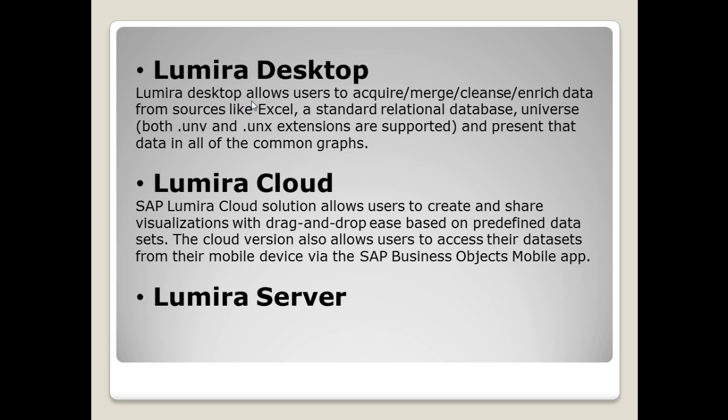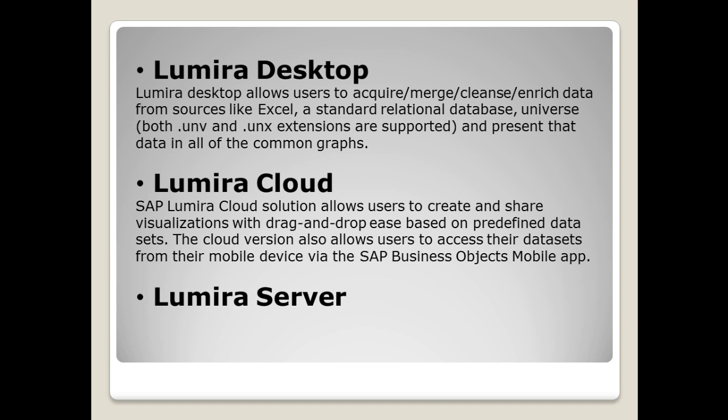Third one is the Lumira Server. Lumira Server is basically a HANA based application and we need a HANA deployment to use it. So basically we cannot make use of Lumira Server unless we have a HANA deployment in the landscape. All the datasets, stories, visualizations, whatever we create using the Lumira desktop or Lumira cloud, we can publish to the Lumira server so that they are available to all the users who are using that server. We will be using Lumira desktop in most of our session.